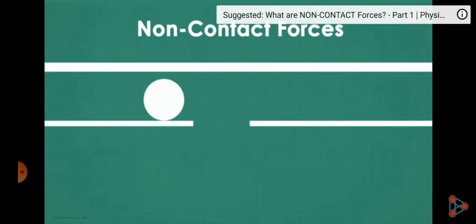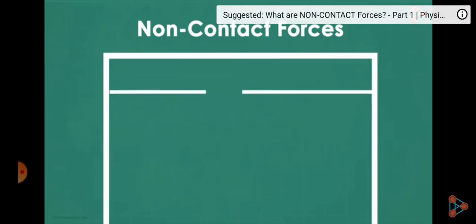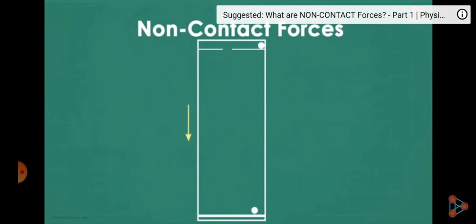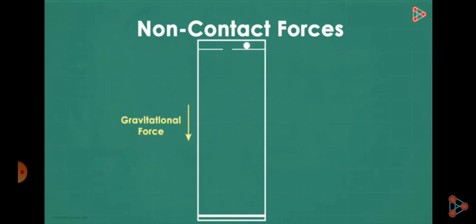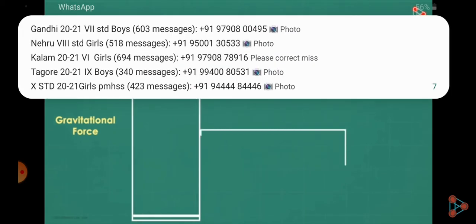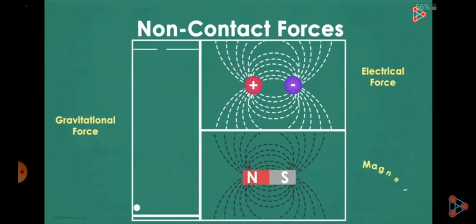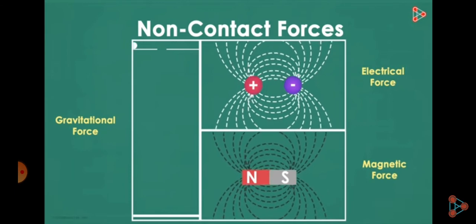What happens when the ball is in the air? It will fall down, right? What pulls the ball down? Yes, it's the gravitational pull which is trying to pull the ball towards the center of the earth. This pull happens even if the object is not in physical contact with the earth. The gravitational force is an example of a non-contact force. Other examples of non-contact forces are electrical and magnetic forces.